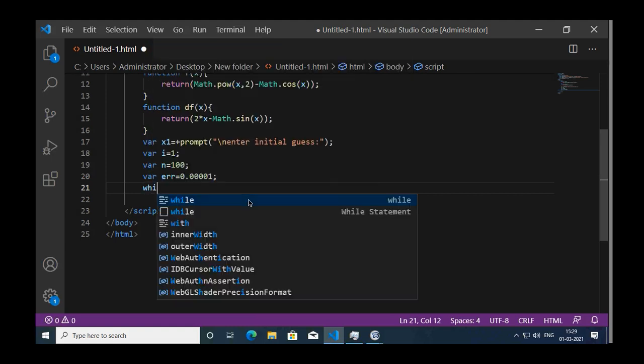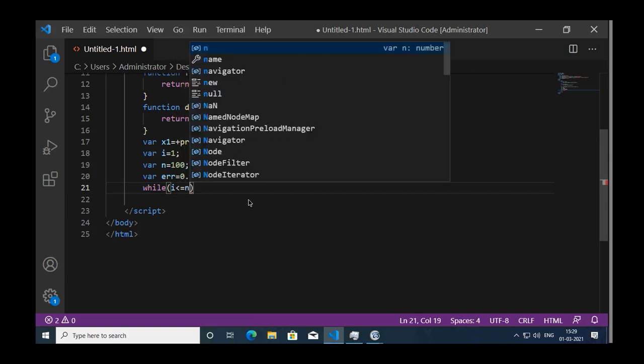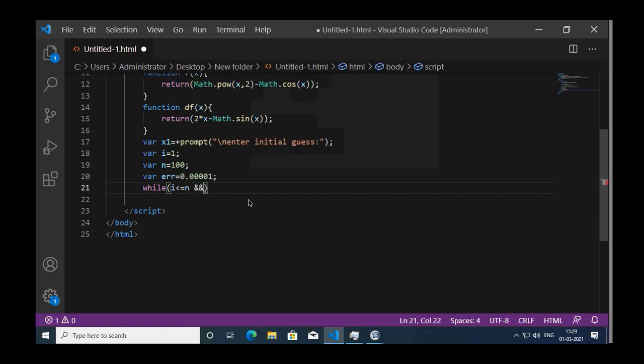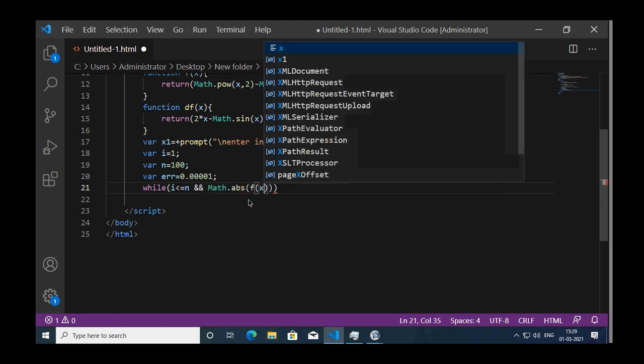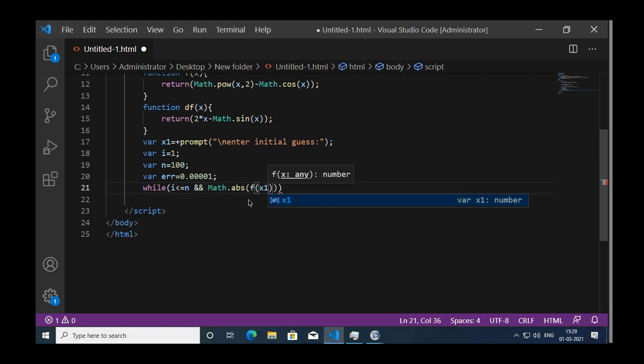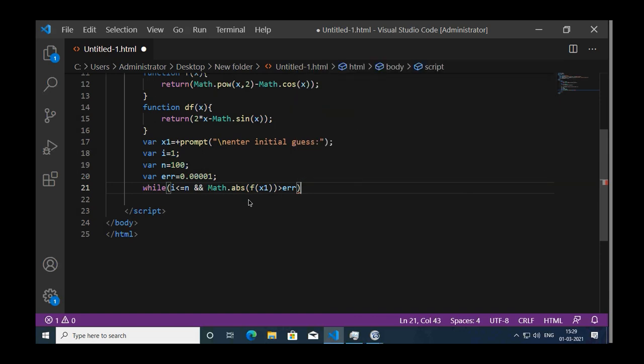Okay, that's fair enough. So I'll start with while i less than or equal to the number of iterations, and at the same time I want the absolute value of function of x1 to be always greater than ERR. If that is the case, I want to reduce that error because I would like to achieve that minimum.